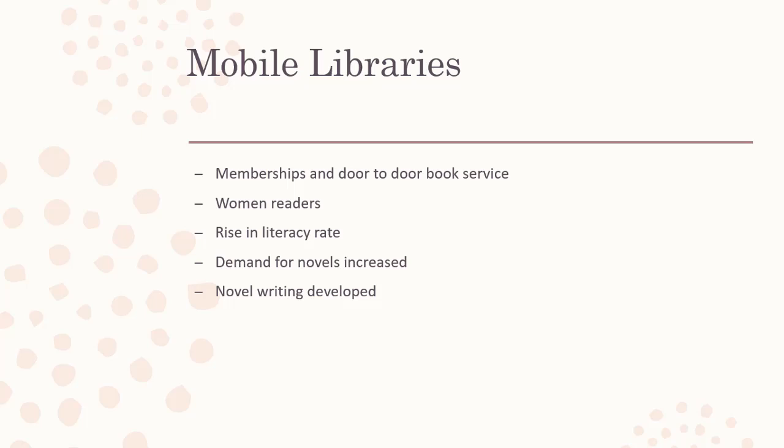So most of the female readers used to be at home. So the number of women readers increased because of these mobile libraries. And when the number of readers increased, especially the females, the literacy rate, or the rate of people who could read and write, also increased. With the increased literacy rate and increased number of readers, the demand for reading material also increased. And the most prominent and dominant reading material in that period was novels.